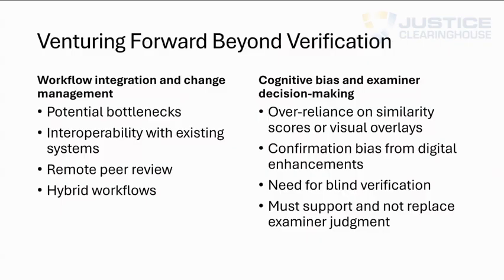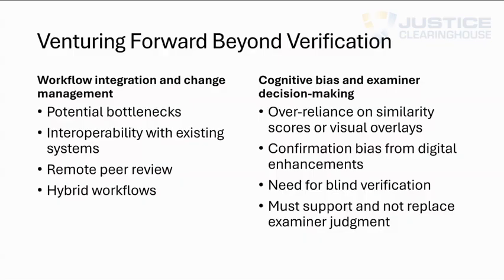So this over-reliance on similarity scores can create a cognitive or a confirmation bias, because there can also be a bias from digital enhancements. We know that with virtual comparison microscopy, we can tinker with those images and we can expand them. We can change the lighting. We can change the various elements of the acquisition so that we can highlight particular data points. So is there going to be a bias when that is occurring as well?